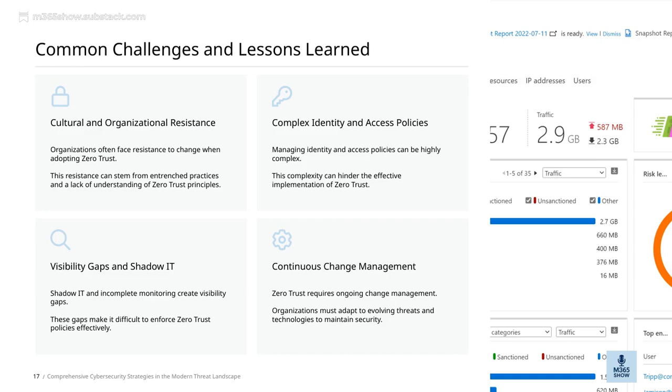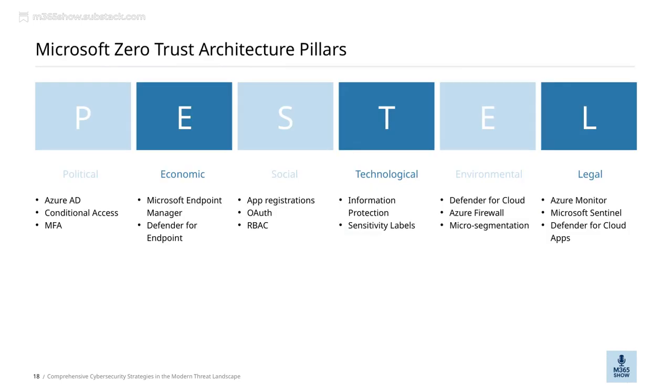Connecting all these points, it's clear that implementing zero trust is as much a cultural and organizational challenge as it is a technical one. Recognizing and addressing these challenges head-on is crucial to building a resilient security posture in today's threat landscape. Let's take a closer look at the Microsoft Zero Trust architecture pillars and how they fit into our comprehensive cybersecurity strategies in today's evolving threat landscape.